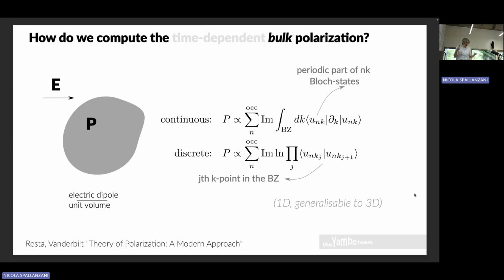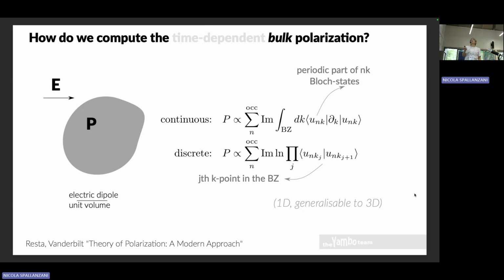The whole problem, as some of you may know, is that because we are using periodic boundary conditions, the position operator is not well defined.